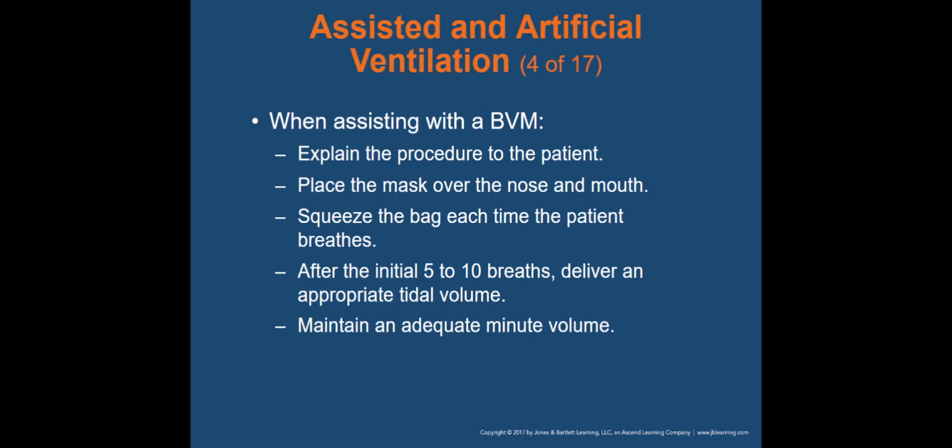To assist a patient with ventilations using a bag valve mask, if they're conscious, explain the procedure to the patient. Place the mask over the patient's nose and mouth. Squeeze the bag each time the patient breathes, maintaining the same rate as the patient. After the initial 5 to 10 breaths, slowly adjust the rate and deliver an appropriate tidal volume. Adjust the rate and tidal volume to maintain an adequate minute volume.